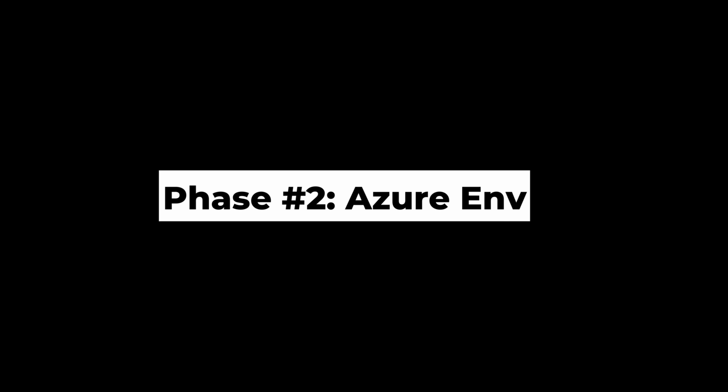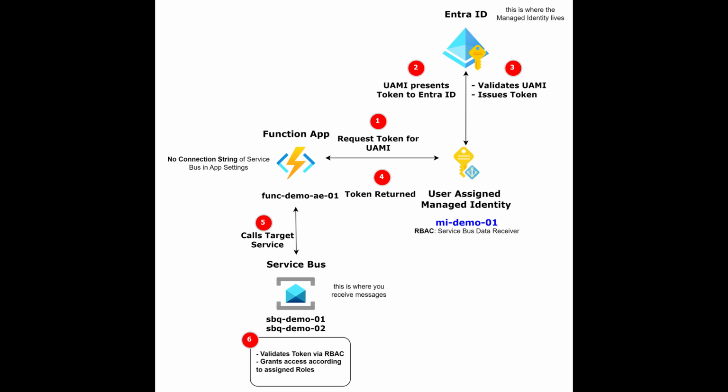Now we move on to the phase 2 part of this demo. In phase 2, we are trying to deploy the code to the Azure function app on Azure and trying to read messages from the function app in Azure. And we need to associate a managed identity for this particular function app. So we had created the user assigned managed identity in the very first step of this demo called mi-demo-01, and that is what we'll be using to read messages from the service bus queue.